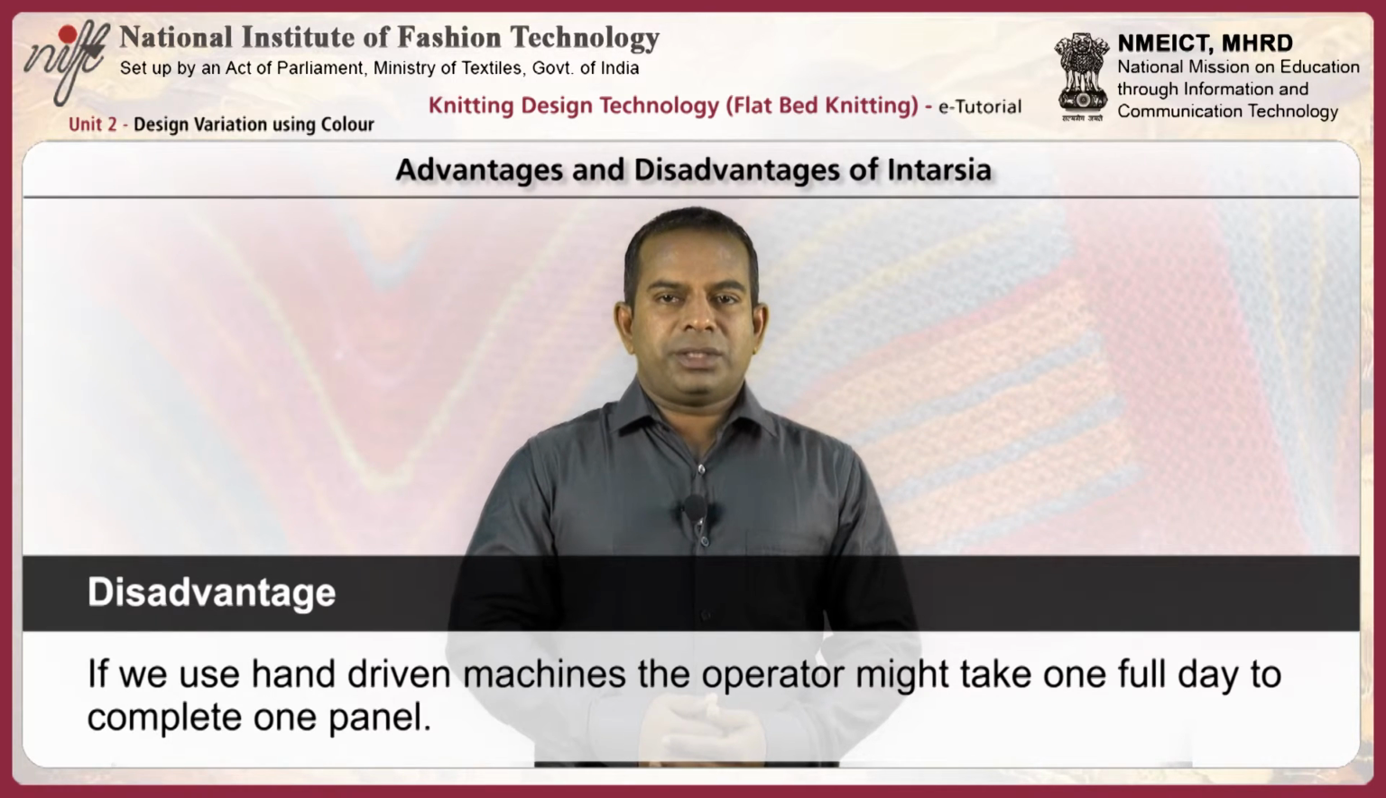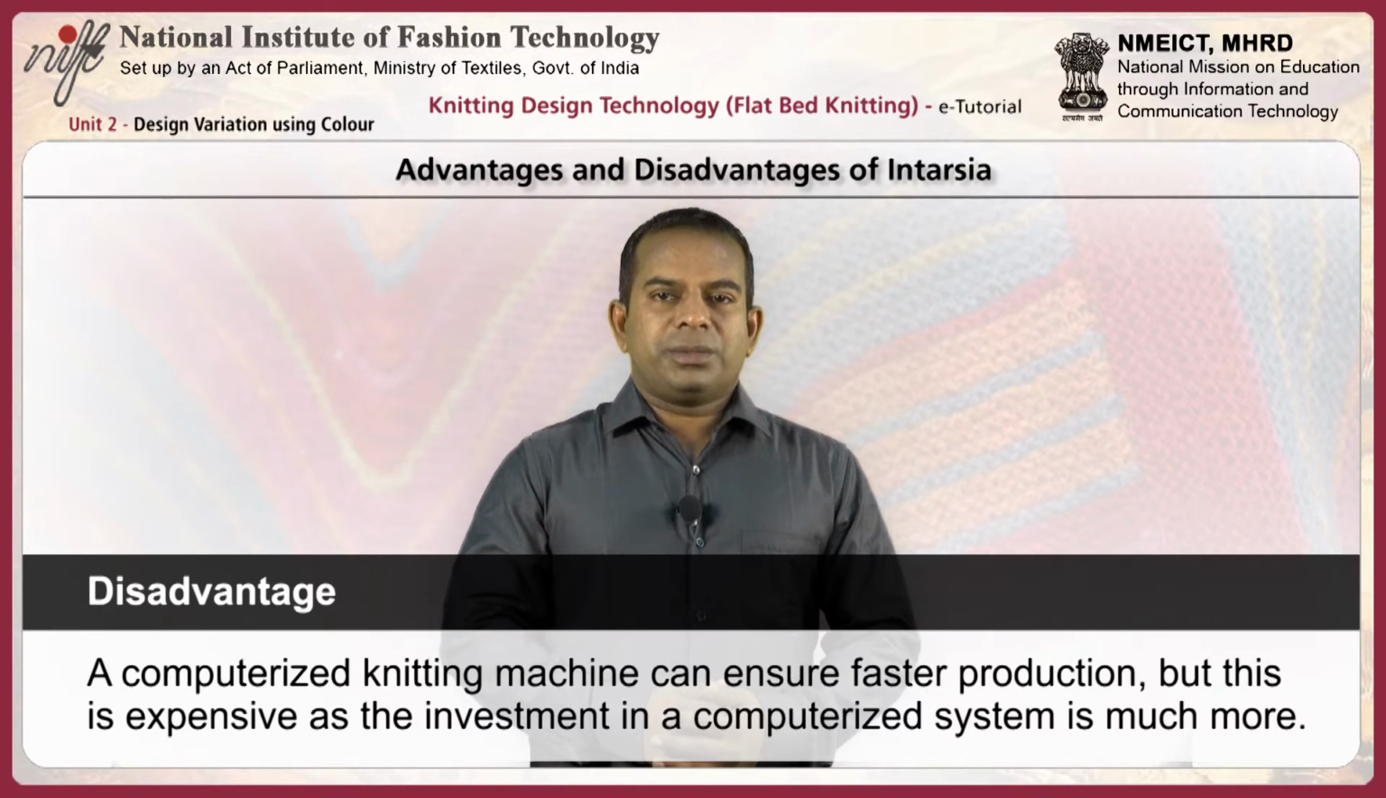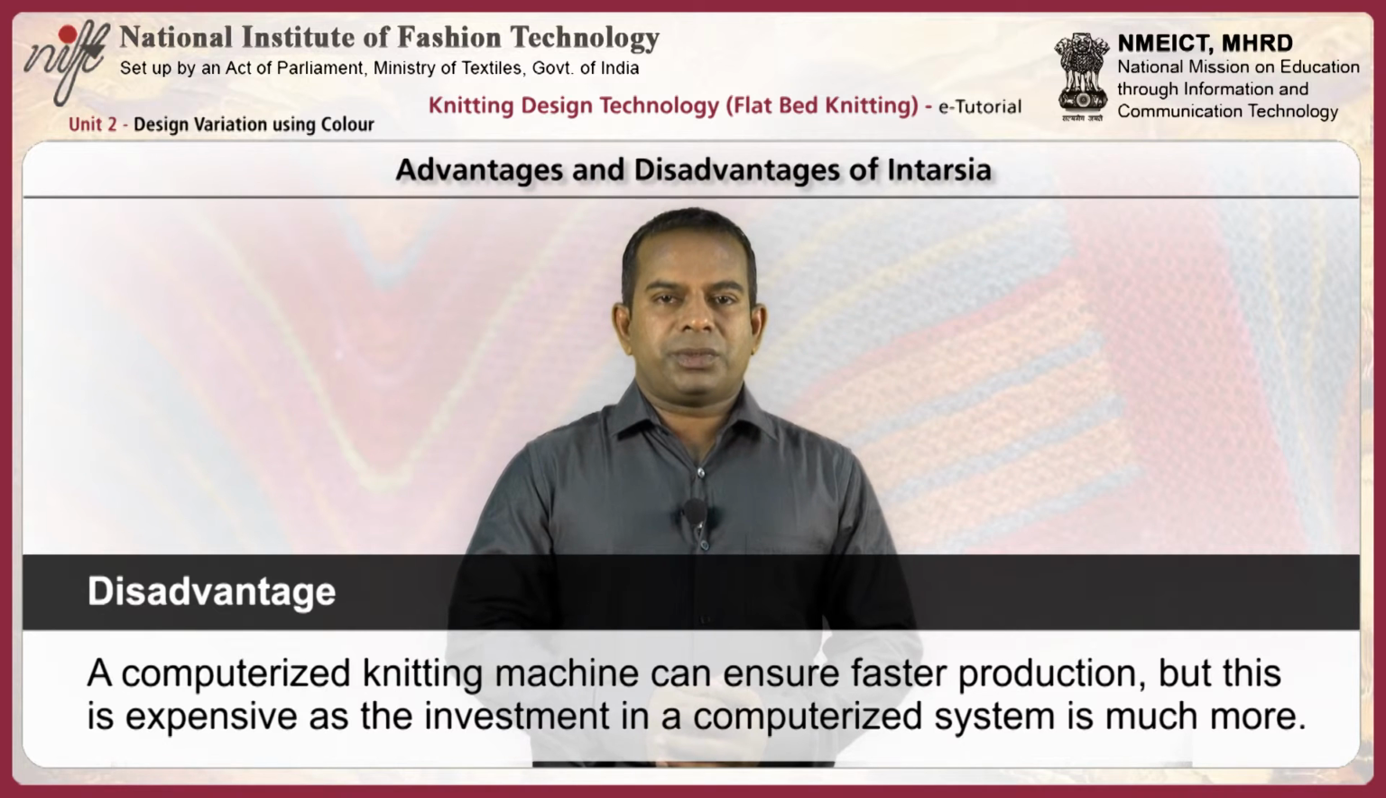If we use hand driven machines, the operator might take one full day to complete one panel. If we use a computerized knitting machine, it can ensure faster production, but this is expensive as the investment in a computerized system is more.